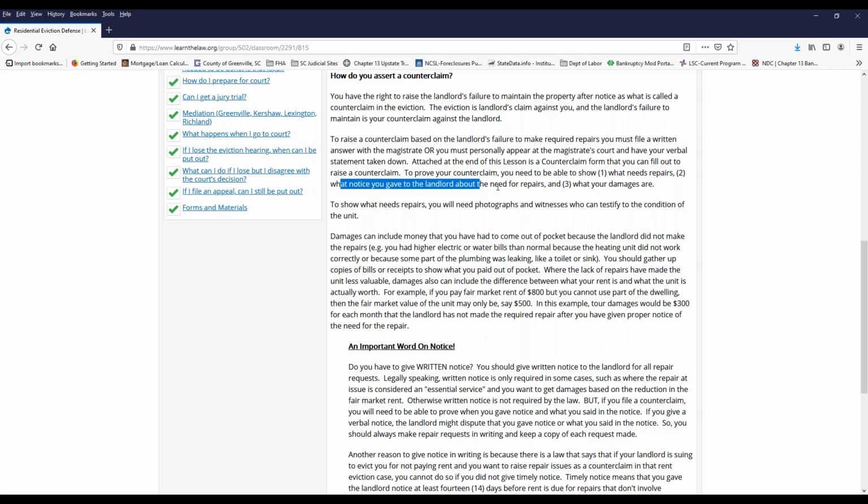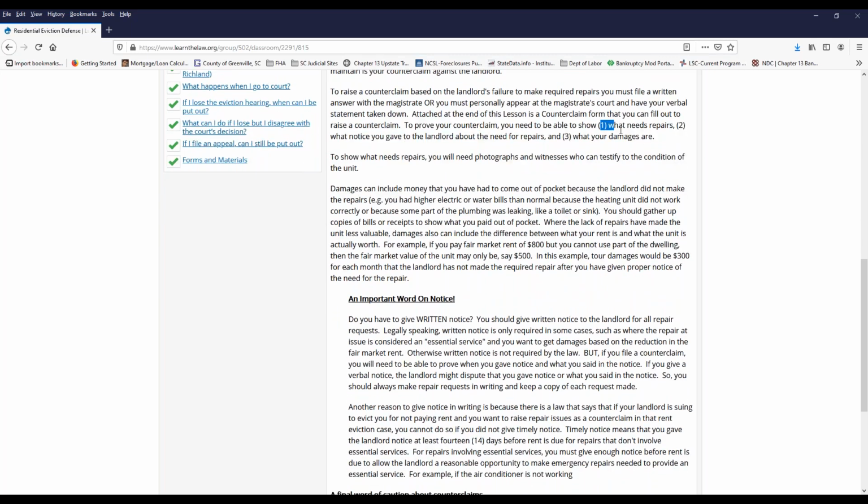You also need to know what your damages are. So even if the landlord failed to make repairs, if you have not been damaged by that, then you wouldn't be entitled to any kind of recovery, and therefore you wouldn't be entitled to any kind of set-off. So you need to know these three things at the time or before you file your counterclaim.